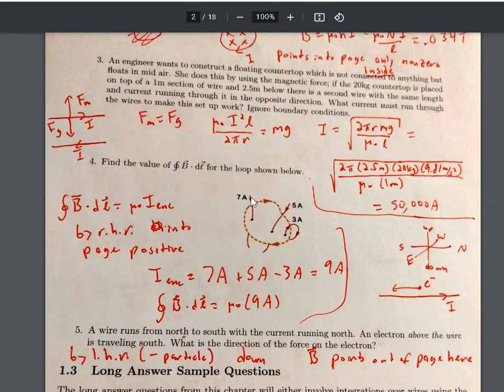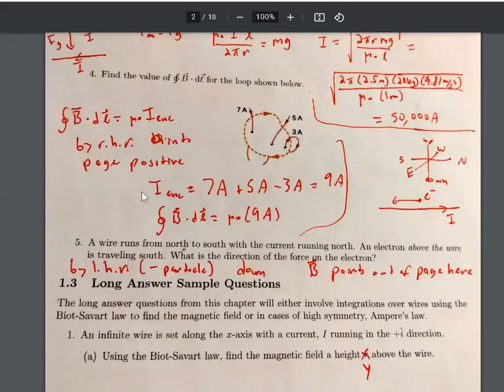So that means that currents that go into the page are positive and currents that go out of the page are negative. So that's why I enclosed is +7 plus +5 minus 3. So that gives us 9 amps total. And so the integral is equal to mu naught times 9 amps. I mean, we could get a number for this if we wanted to, but why?